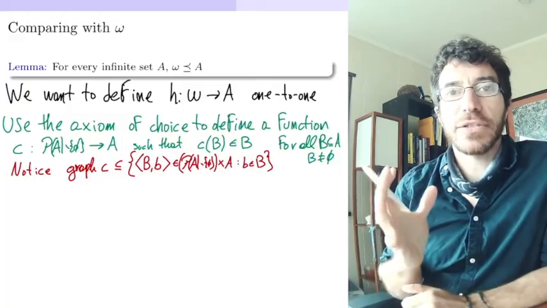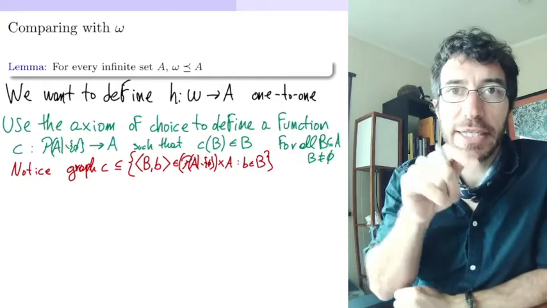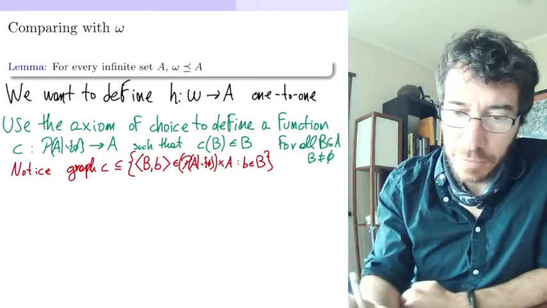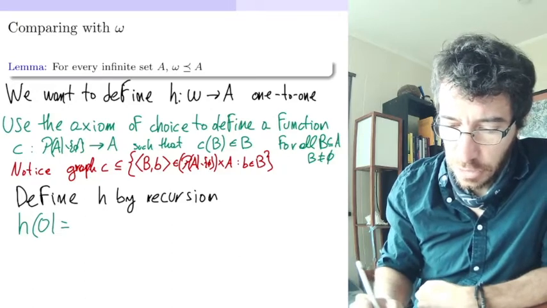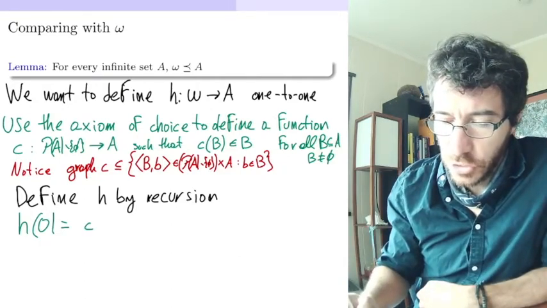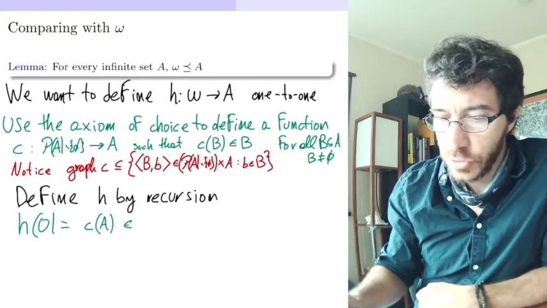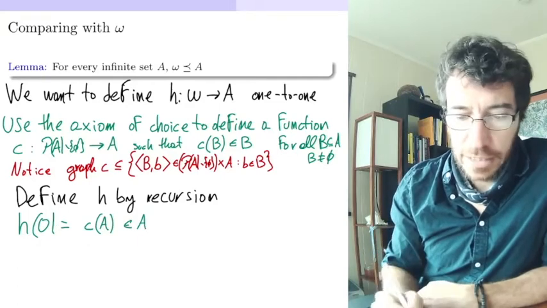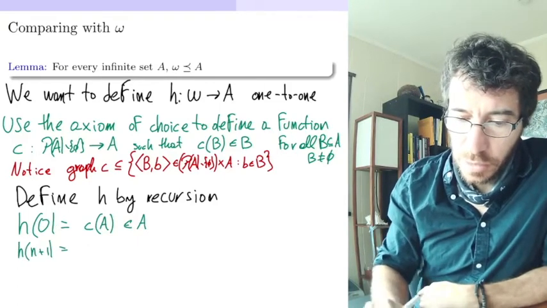Okay, so now that we have a choice function that for every subset of A picks an element from inside itself, we define H by recursion. H of 0 is going to be just, we just have to pick an element from inside A. So we're going to choose the choice function of the whole set A is going to give us an element that belongs to A.